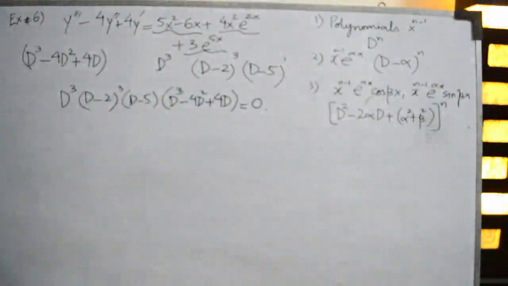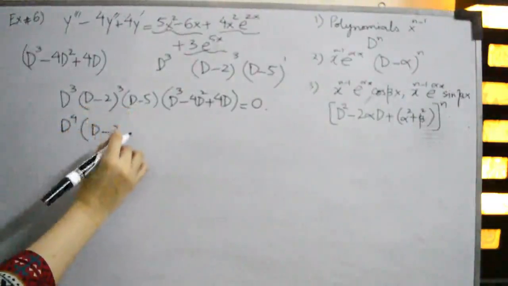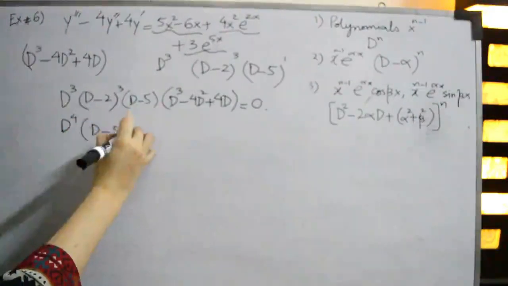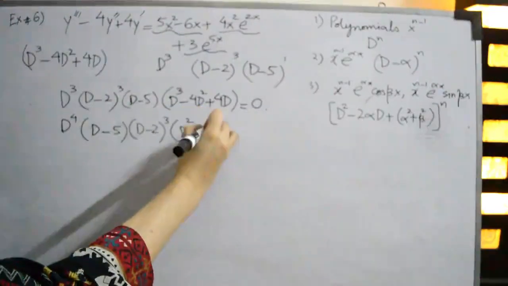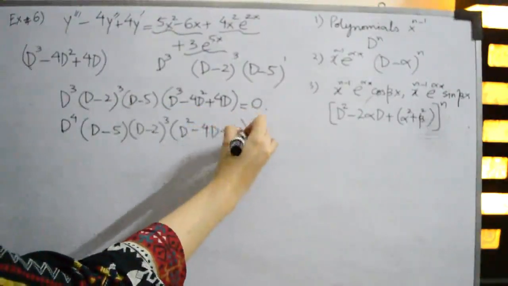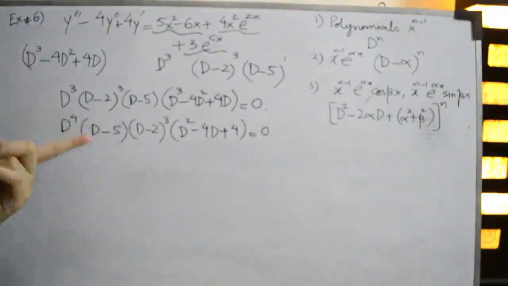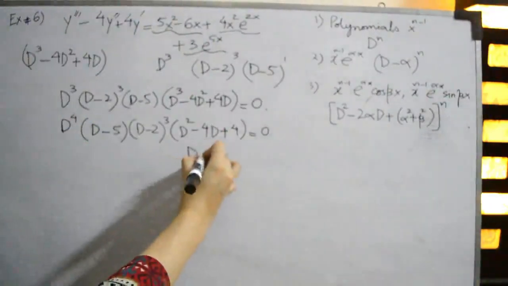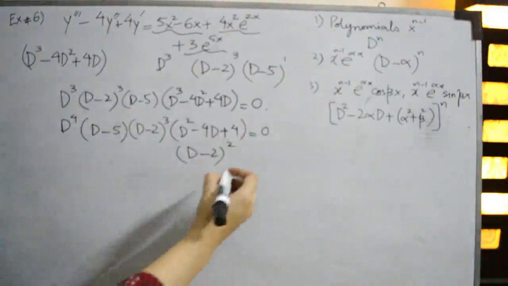So make its auxiliary equation. I can also take D common, and that becomes D to the power 4, and D minus 5, D minus 2 cube, D square minus 4D plus 4. Again, that is a square minus 2ab plus b square, I guess that is the formula. So D minus 2 squared.